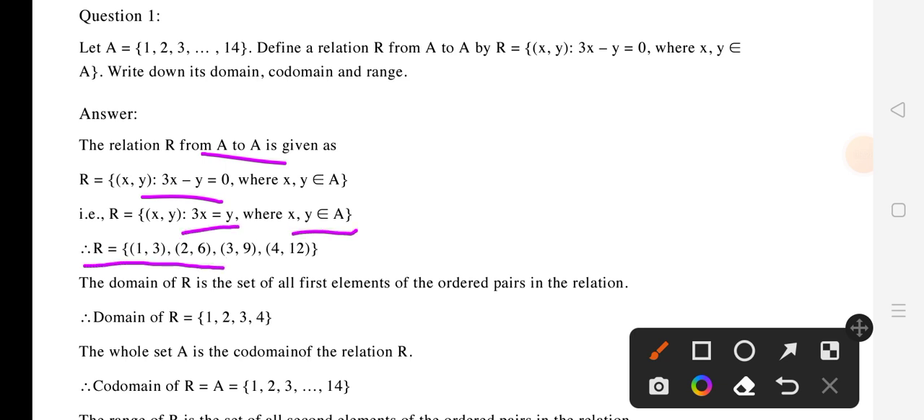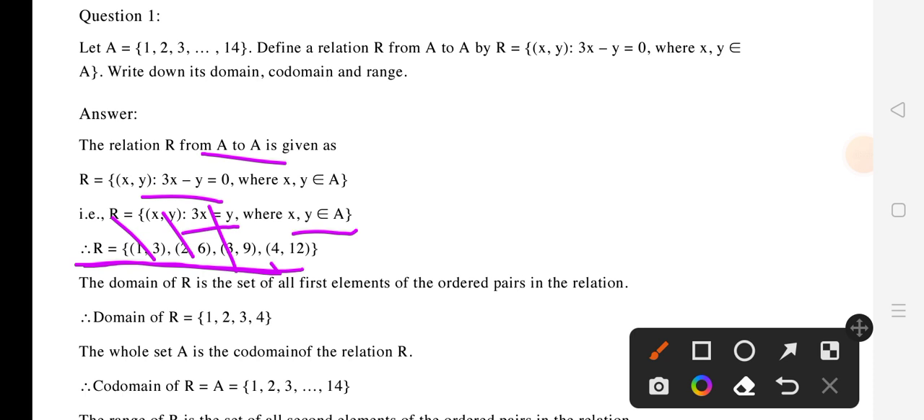So the set is {(1,3), (2,6), (3,9), (4,12)}. Simply you can solve. You can put different values and you can find out different values of y. So like that, the elements would be (1,3), (2,6), (3,9) and (4,12).